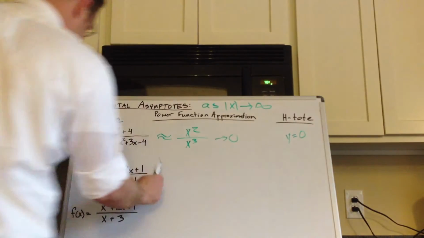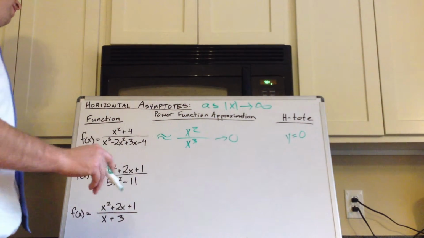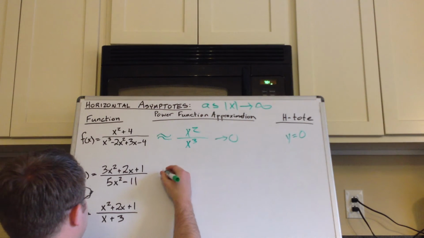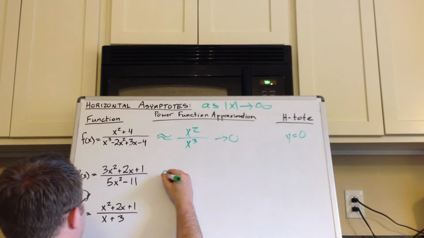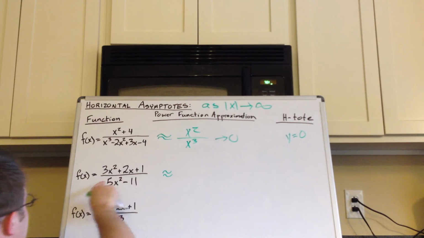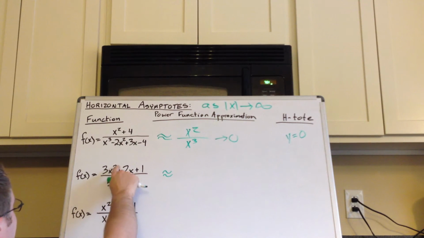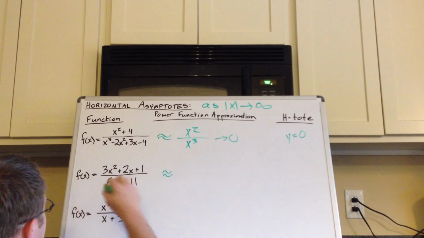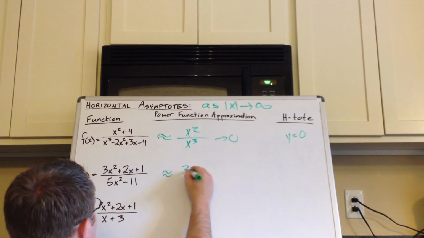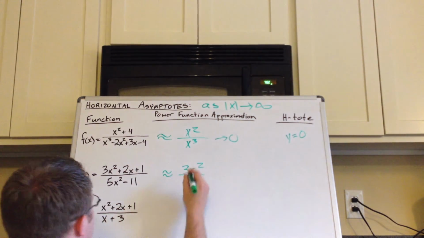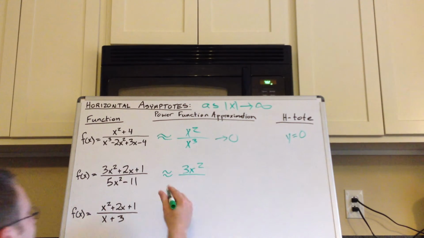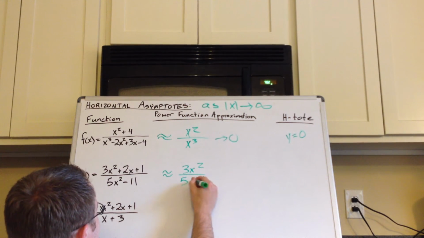Okay, down here for this next one, again, what we want to do is find the power function approximation and then look at what happens to that as x approaches infinity. So for the power function approximation of this numerator, we're going to take the highest degree term, right here, x squared, and the coefficient of that term. So we have 3x squared. That'll be our numerator, 3x squared. For the denominator, our highest degree term is, again, x squared, and our coefficient is 5. 5x squared.